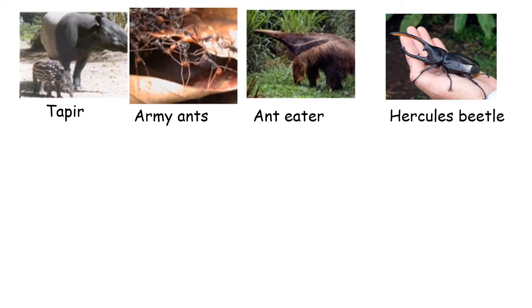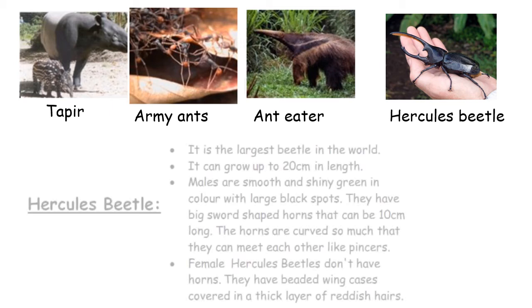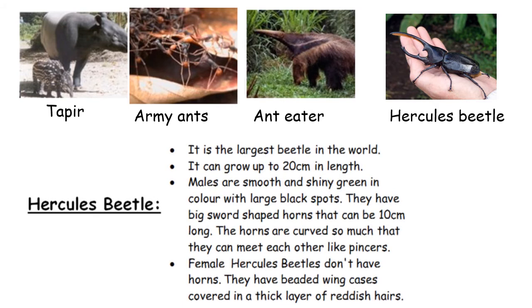Now I'll put that picture in so that you can just see the size of the beetle compared to a human's hand. Now, the Hercules beetle is the largest beetle in the world. It can grow up to 20 centimetres in length. Males are smooth and shiny green in colour with large black spots. They have big sword-shaped horns that can be 10 centimetres long. That's half their body. The horns are curved so much that they can meet each other like pincers.